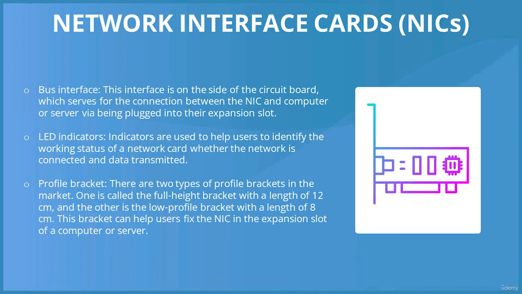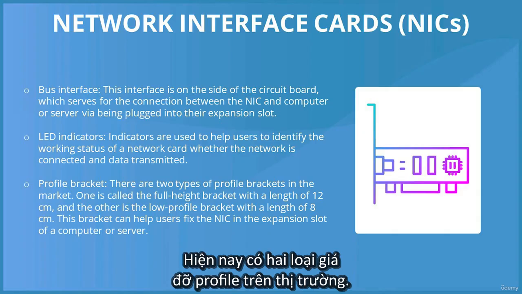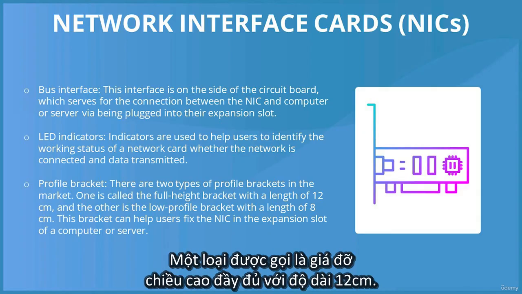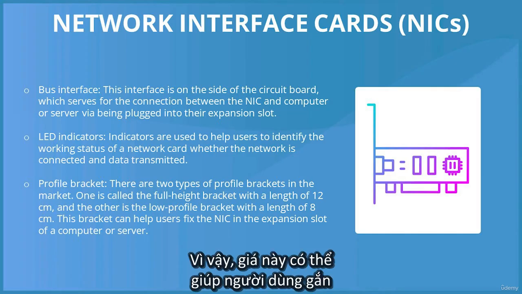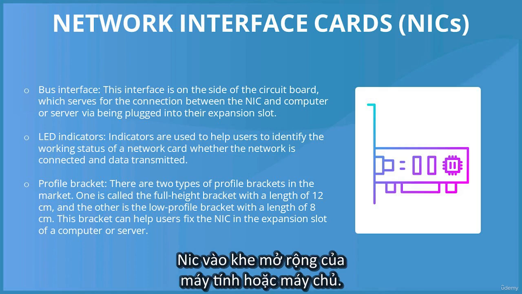Profile bracket. There are two types of profile brackets on the market today. One is called the full height bracket with a length of 12 centimeters. The other is a low profile bracket with a length of 8 centimeters. This bracket can help users fix the NIC to the expansion slot of a computer or server.